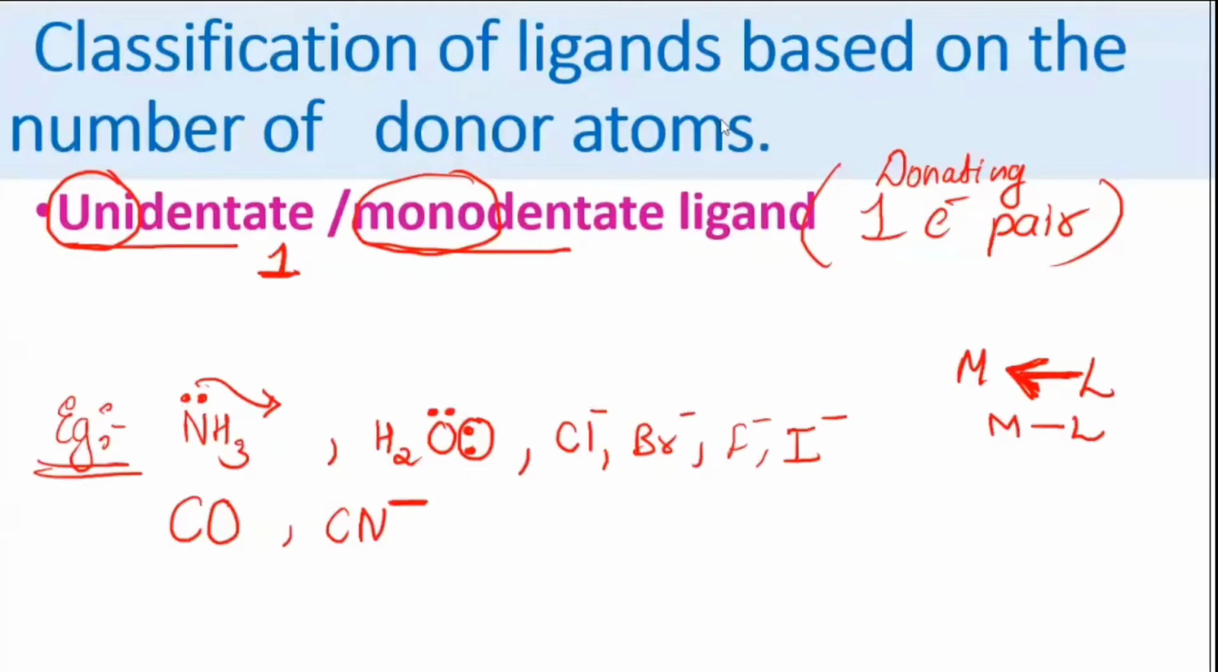So we shall proceed from here itself. Classification of ligands based on number of donor atoms. This first part we have finished. Unidentate ligand, where I told you uni or monodentate ligand means if they are able to donate one pair of electrons to the central metal atom or ion. If they are able to donate one electron pair.